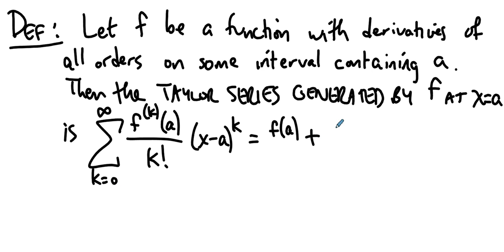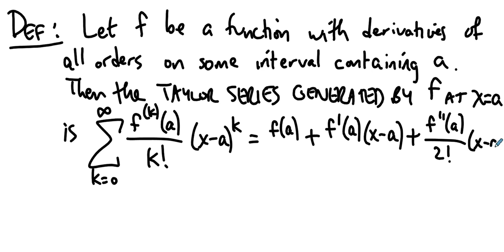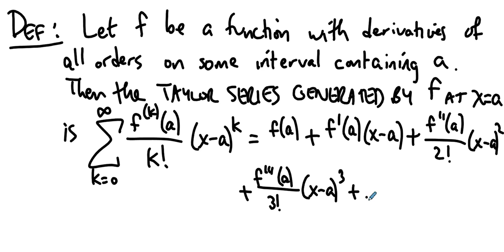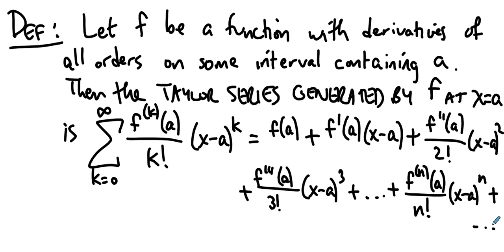If k is 1, we get the first derivative at a. 1 factorial is 1, times x minus a. If k is 2, this is the second derivative over 2 factorial times x minus a squared. If k is 3, this is the third derivative evaluated at a over 3 factorial times x minus a cubed. And this goes on and on for a while. There's an nth term. The nth term takes the nth derivative at a over n factorial times x minus a to the n, and it just keeps going.